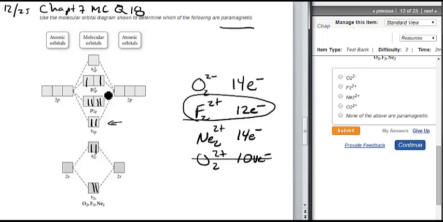And then the next 2 have 14, so we're going to add 2 more to that, and those 2 more are going to go right in there. So those don't have unpaired electrons. Our only choice here is F2 2 plus for unpaired electrons.